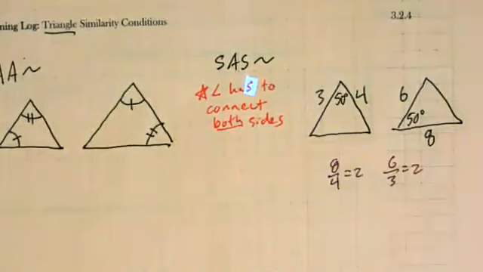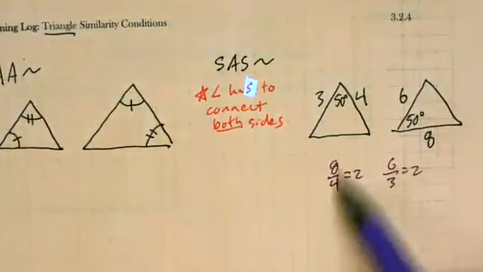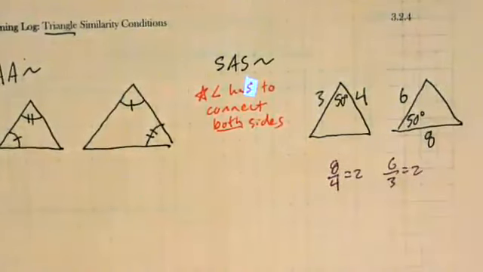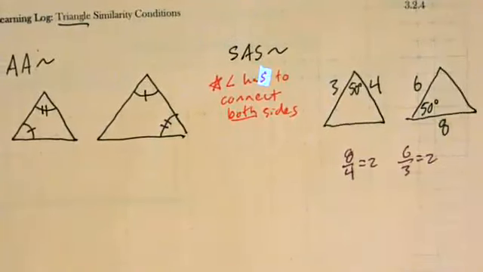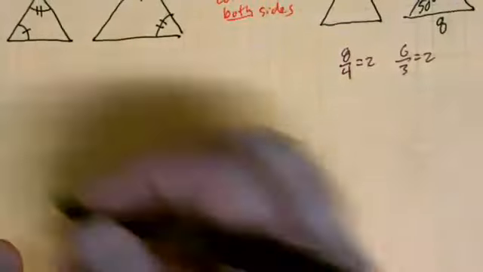So it doesn't matter where they are in the triangle as long as they're on either side of the angle, and as long as when you match them up by size, you get the same ratio. Great question. Thank you for that. Other questions on these two before we go on to our third one? All right, last one.